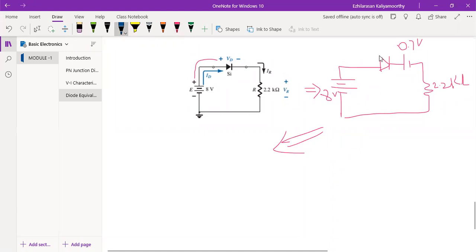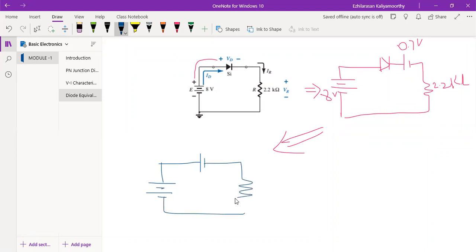Still, what I can do, I can redraw this diagram. How do you convince? You see here, don't think, anyway the diode is on. If the diode is on, in the sense the barrier, the drop across is 0.7. So again, you redraw this circuit. See. So this will be plus, this will be minus. This is nothing but 8 volt. This will be your 0.7 volt. This will be your 2.2 kilo ohm. So now we can say this is the ID. Okay, diode current will flow.